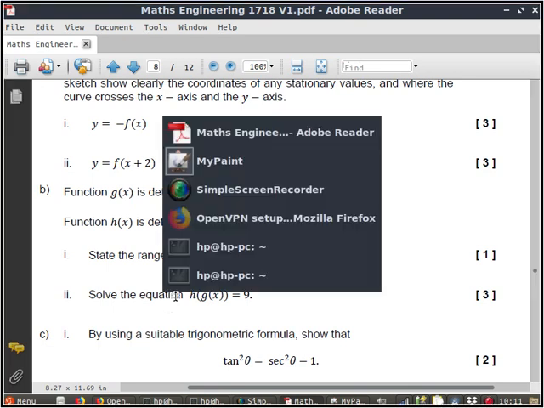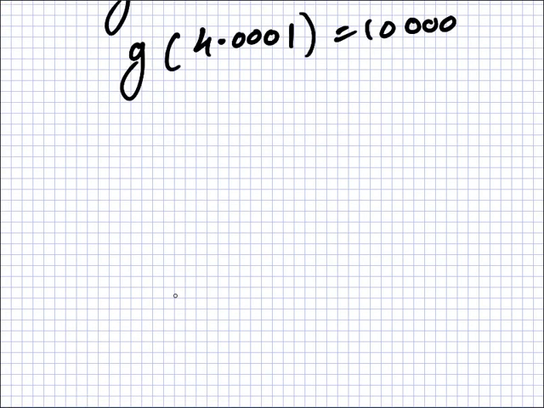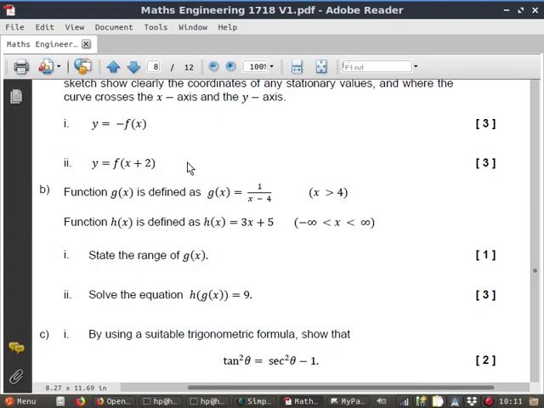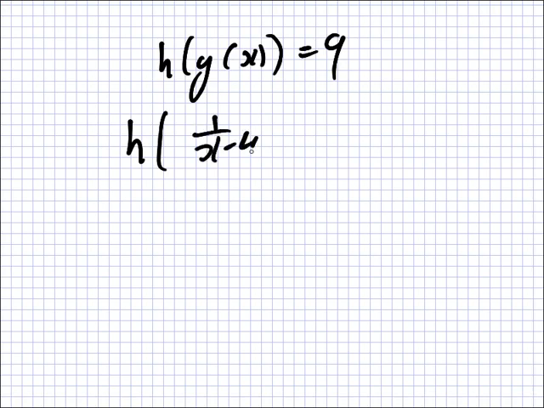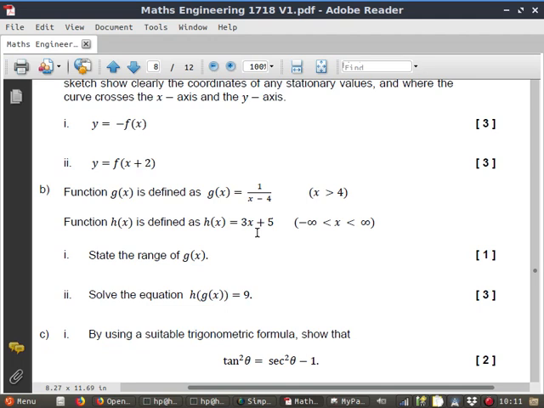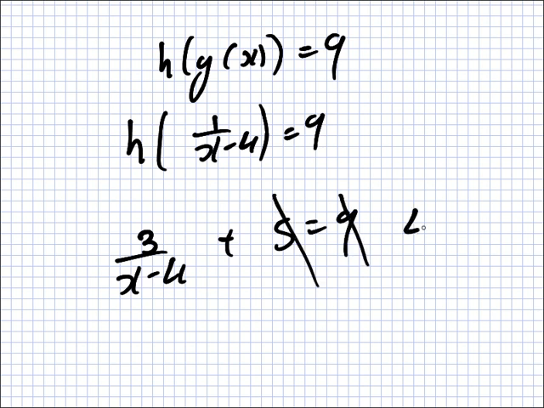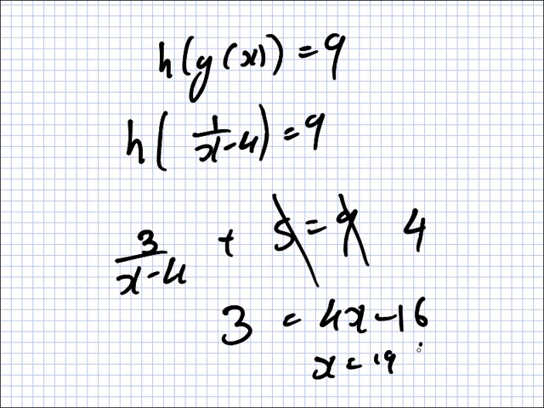Solve hg equals 9. hgx equals 9. h of 3x. 1 over x minus 4 equals 9. Sorry, what was h? 3x plus 5. Yeah? 19 over 4? Yeah? Okay, good.